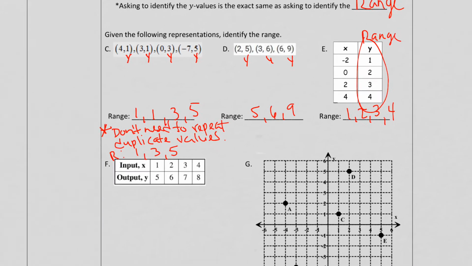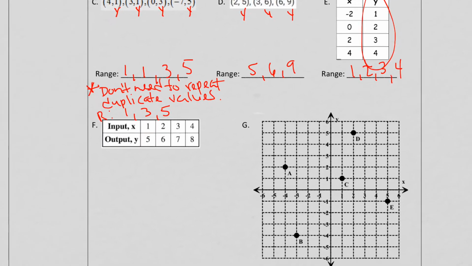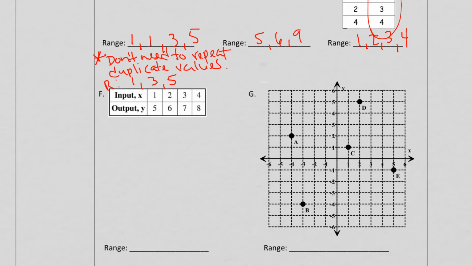Okay, I'm going to move it up. We looked at a table that was vertical. Now we're looking at a horizontal table for example F. And we're looking at our outputs or y values, which are in this case here. So for this one, we're looking at 5, 6, 7, 8.